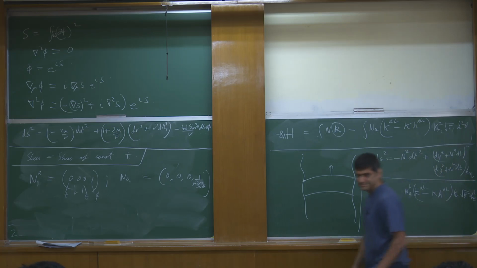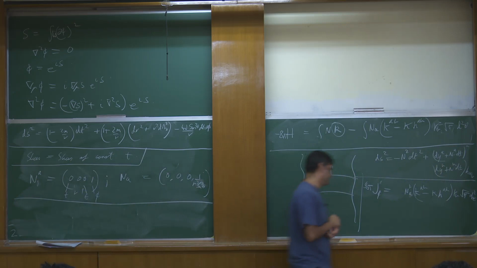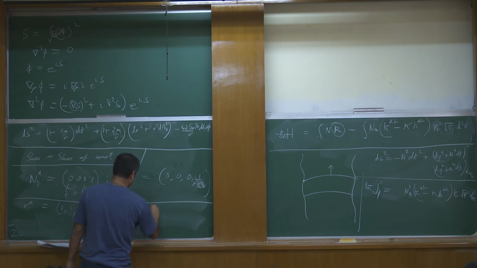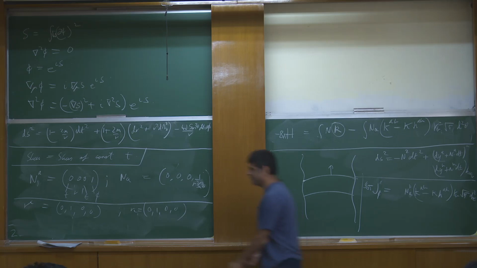What about r^A? In the same parametrization it is 0, 1, 0, 0, just del by del r. And r_A is also 0, 1, 0, 0, because at infinity we've got dr squared. And what about this surface area? That surface area is simply sine squared theta d theta d phi times r squared.